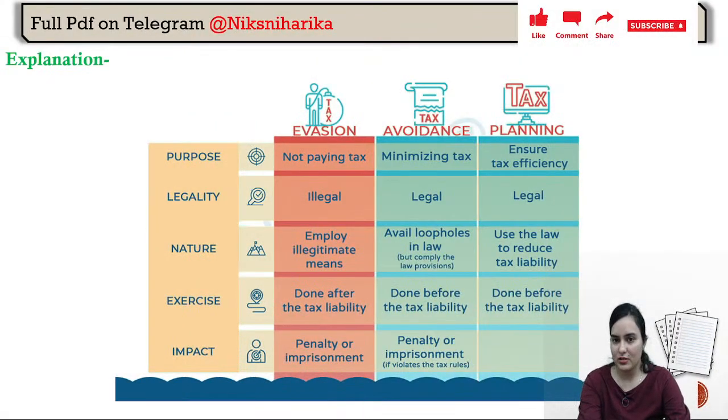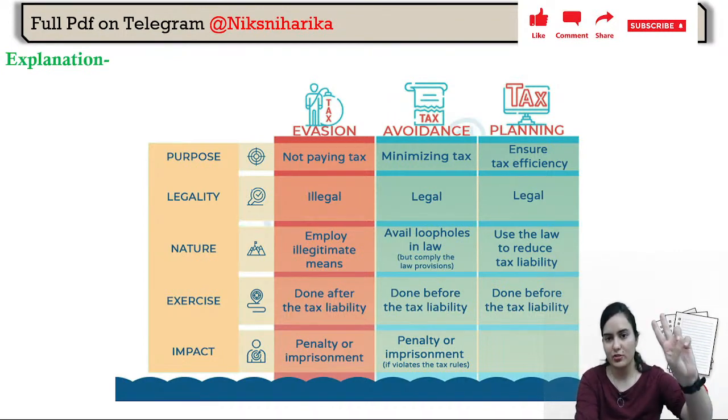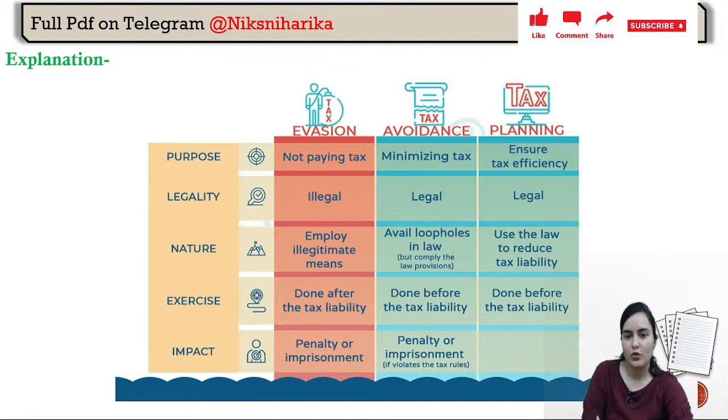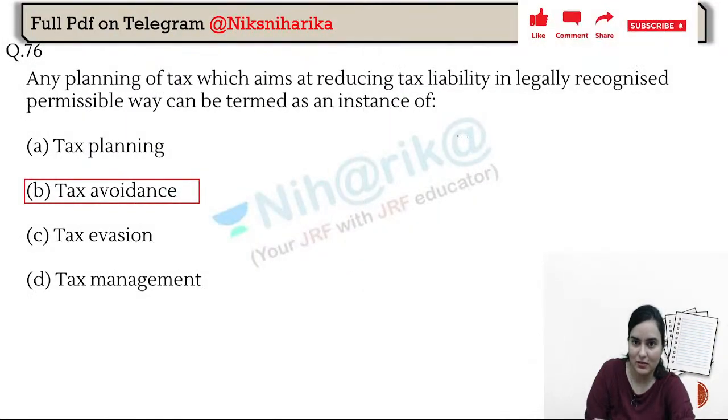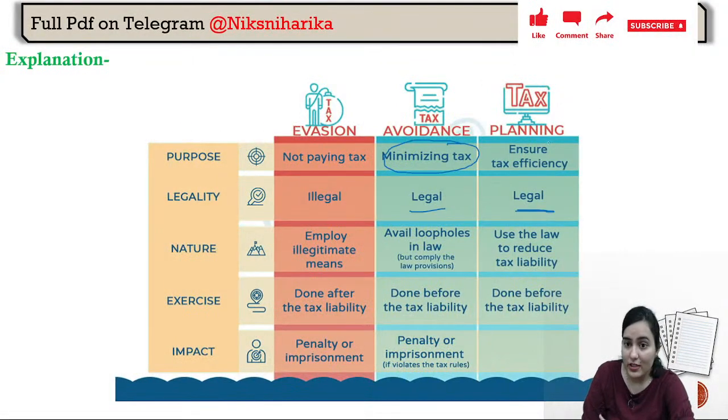You will find the difference between all the 4 points, that is evasion, avoidance, planning and management, in the Unacademy Plus notes. So avoidance, planning and management are the legal ways. Here our main aim is to minimize tax, reducing the tax liability. And what is planning? To ensure tax efficiency. Our aim is not to minimize tax. That means we are very efficiently managing the tax.